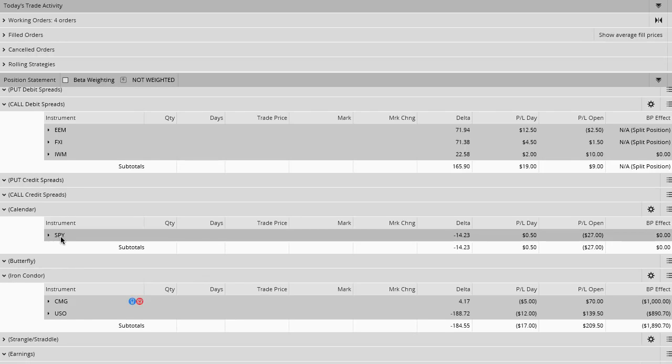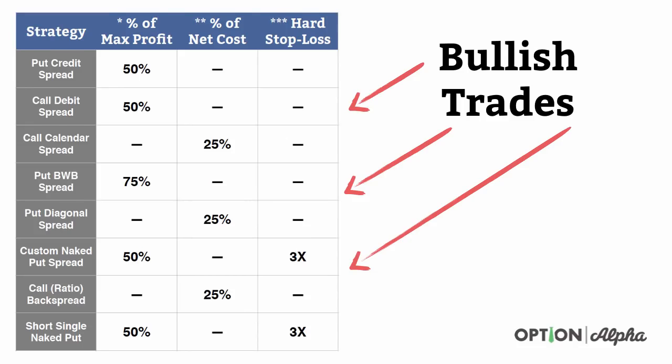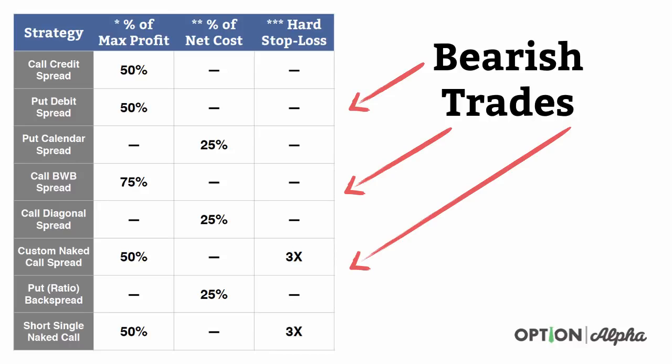So let's look at this calendar spread in SPY. We're trading a calendar spread in SPY. We're using a put calendar spread. So we've got the May 200 puts and the April 200 puts. If we go back to our slides, since we're doing a put calendar spread, you can see that's a bearish trade and our put calendar spread needs to be exited at a 25% gain of the net cost that we paid to get into the trade.